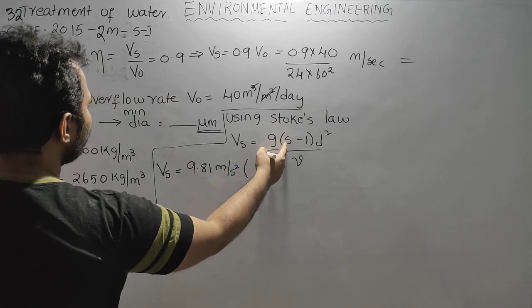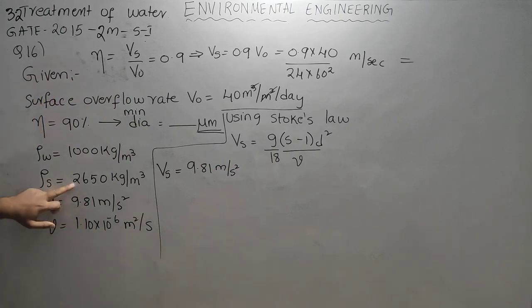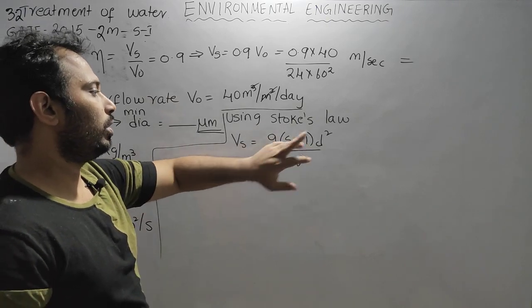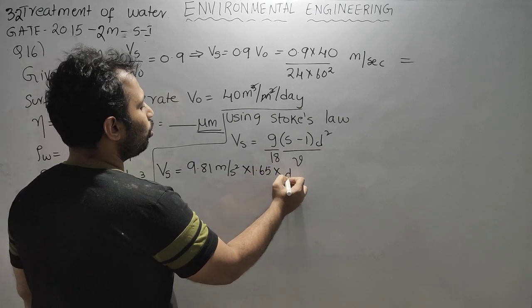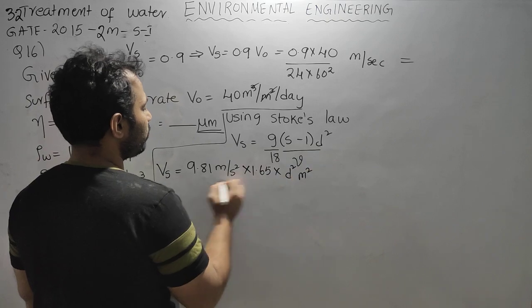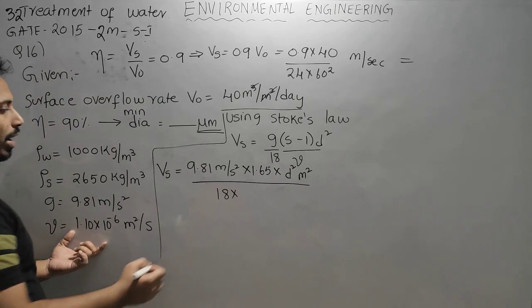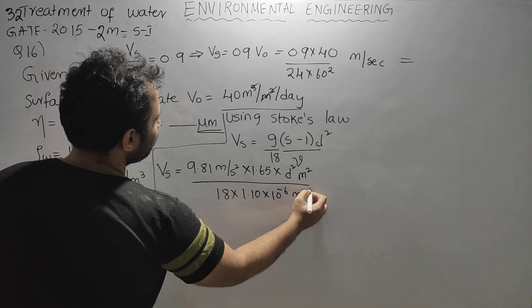And this is S minus 1, which is 2.65 minus 1, because 2650 by 1000 is a specific gravity, which is equal to 2.65. So S value is 2.65. 2.65 minus 1, that is 1.65, into d square, I will take it in meter square, by 18. What is the nu? Nu is 1.10 into 10 to the power of minus 6 meter square per second.